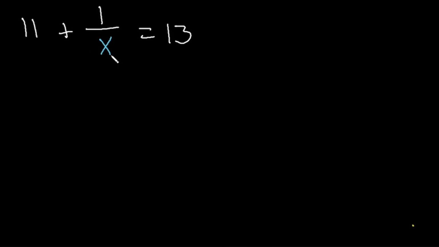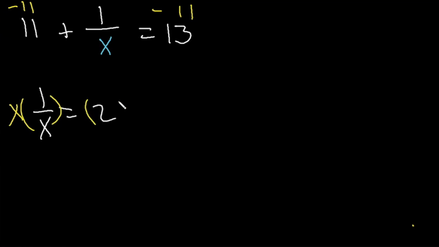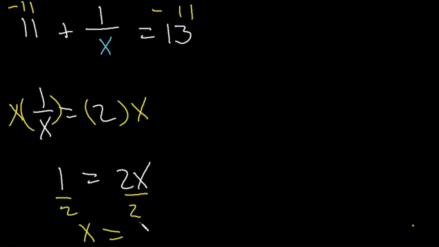Let's look at an example where x is in the denominator. Here we have 11 plus 1 over x equals 13. Now there's two ways we can solve this, and we'll look at both of them. The first is to just subtract 11 from both sides. So we would get 1 over x is equal to 2, and then we could multiply by x on both sides, and we would get 1 is equal to 2x, and then we just divide by 2 on both sides, and we would find that x is equal to 1/2.